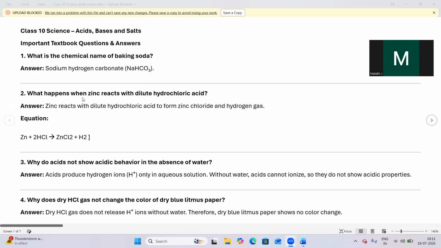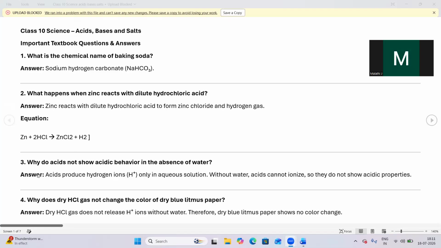What happens when zinc reacts with dilute hydrochloric acid? Zinc is a metal. It will react with the acid. When a metal reacts with acids, you will get ZnCl2 and H2 gas, that is zinc chloride and hydrogen gas. The equation: Zn plus HCl gives ZnCl2 plus H2, hydrogen gas will be liberated.